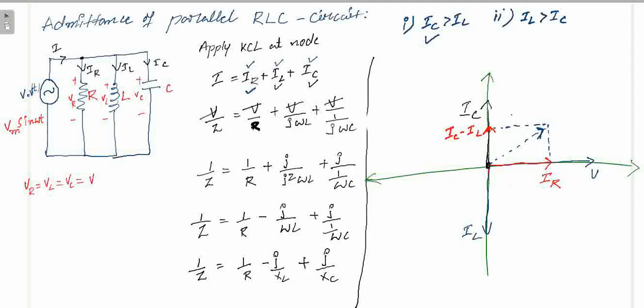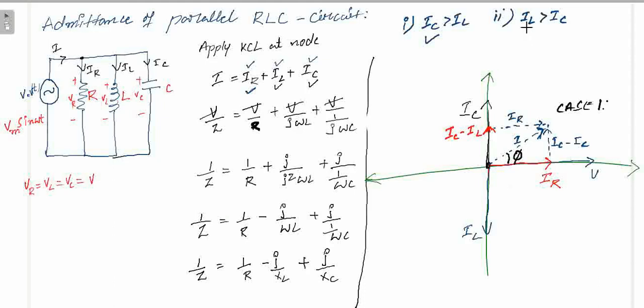So this is your IR, and this is your IC minus IL. This is the vector for IC minus IL, and this is the vector for your I, which makes an angle of phi. This is for case 1. Now let us take case 2.